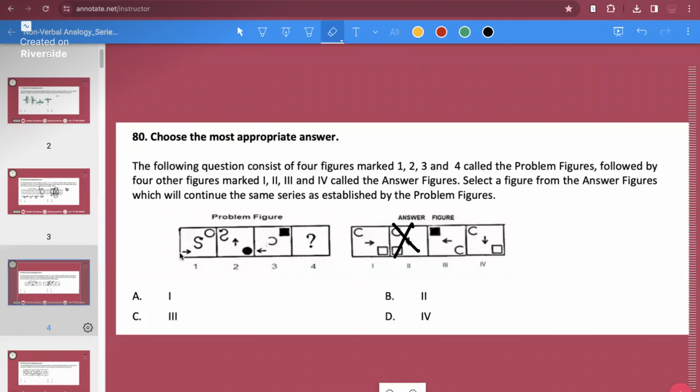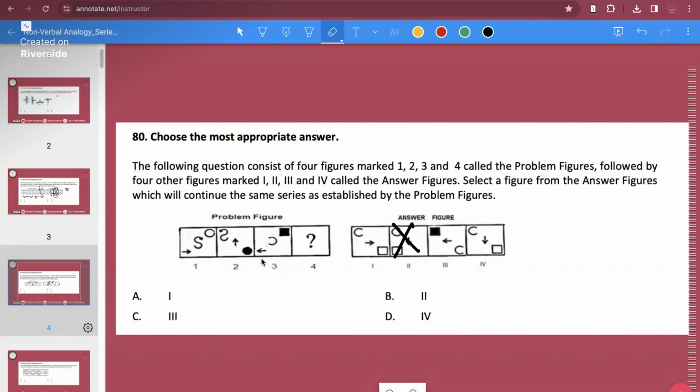Yes. That arrow changes 45, 90 degrees anti-clockwise in every box. Yeah. That's an easy way out. No, we are just trying to think from multiple perspectives.